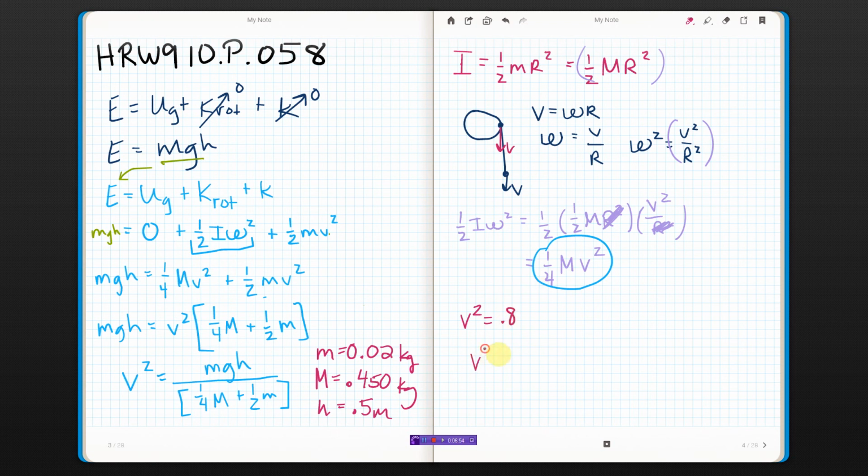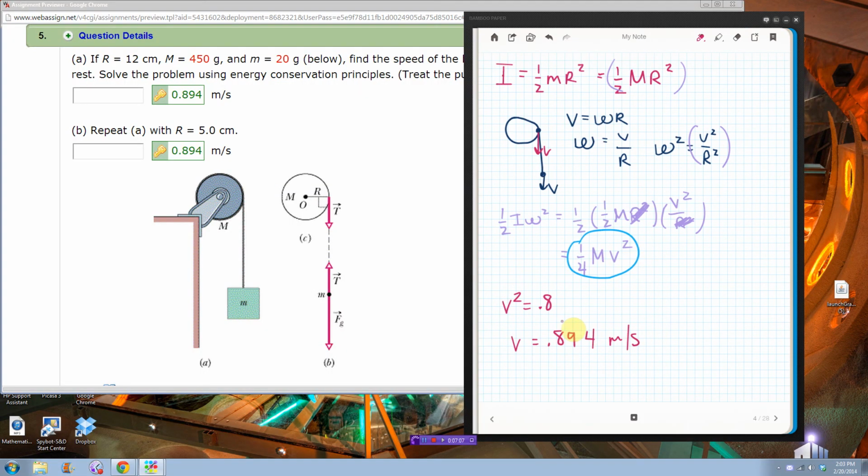And then when you square root both sides, you end up with the square root of 0.8, which is 0.894 meters per second, and that is exactly what we have as our answer. And again, when you change the R, it wasn't in the equation, it canceled out, so nothing changes, you still get the same answer.